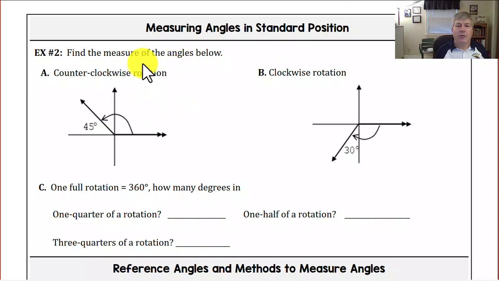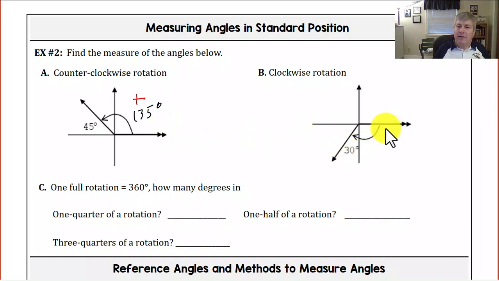In example 2, we're asked to find the measures of the angles below. So we want to find the measure of the angle indicated by this arrowhead. So we're moving counterclockwise, or in the positive direction. I just think of if we're going up, we're going in the positive direction because these are positive y's. So that's going to be a positive angle. And 180 minus 45, so that angle is going to be 135 degrees.